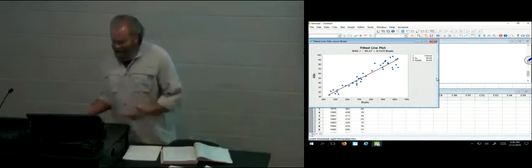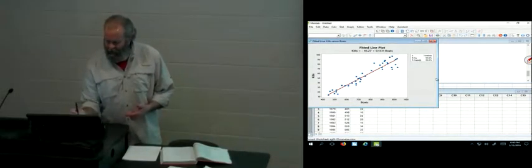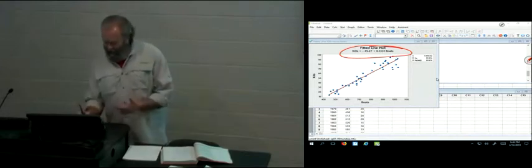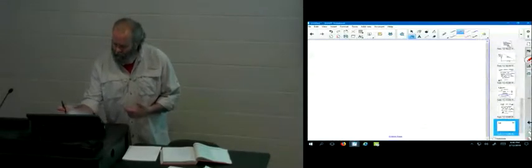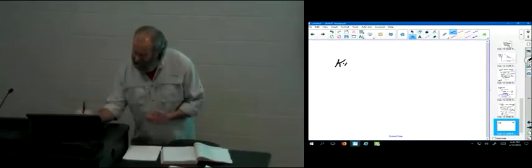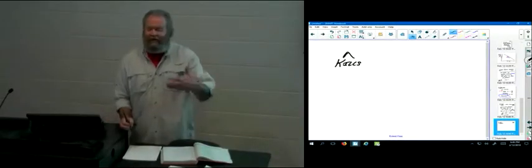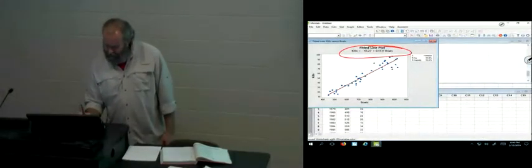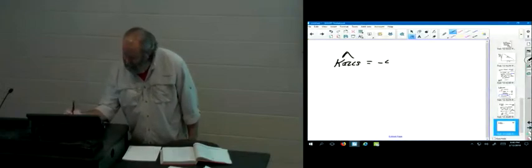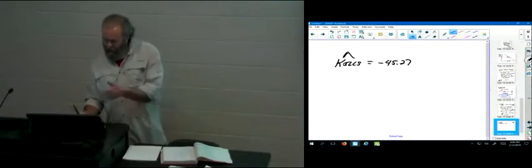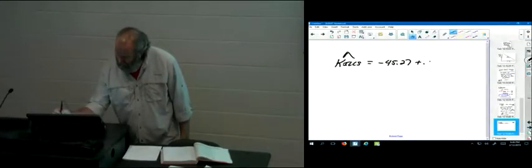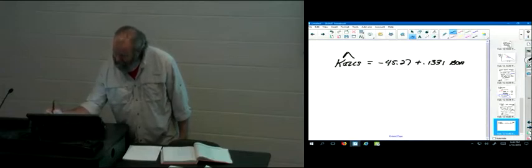So notice, I'm only going to circle what I'm really interested in here. There is the equation of your least squares regression line, that line that's in red, all right? And so I got to come over here, I'll have to go back and forth. What did I have? Kills. I'm going to put the little hat on it, Minitab doesn't do that for you. And I get, what is it? Minus 45.27. My slope is 0.1331. And that's the number of votes registered.